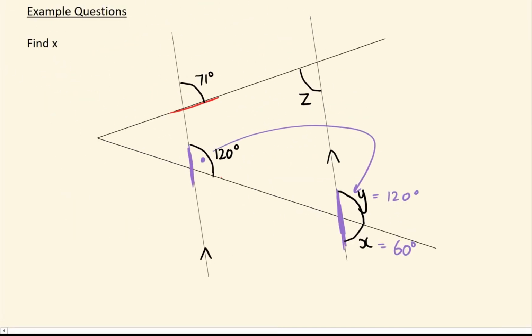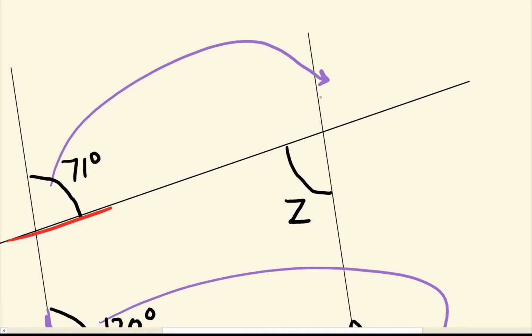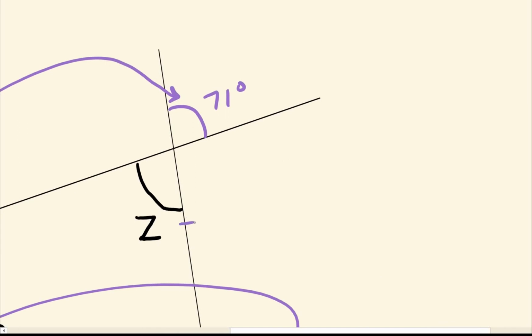And now I need to find z still. Again, I can't go up here, because I don't go from one parallel line to another parallel line, but I can use this 71. These two lines are parallel, which means I can go from this parallel line to this parallel line, which means this will also be 71 degrees. And now we can work out z. Okay, we've got opposite angles, so z will also be 71 degrees.